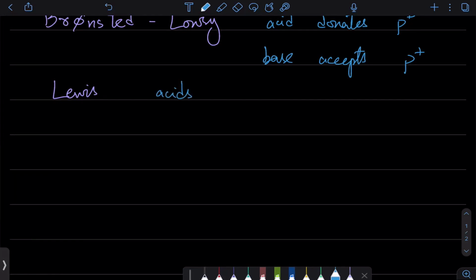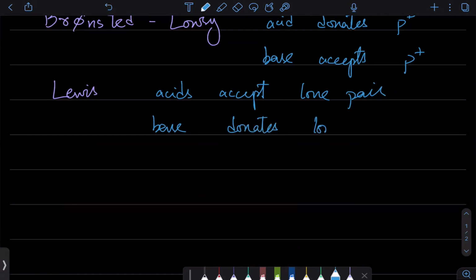Acids accept lone pair and bases donate lone pair. And this one is a much, much broader explanation of why acids behave the way they do. And this is entirely consistent. So let me give you an example.